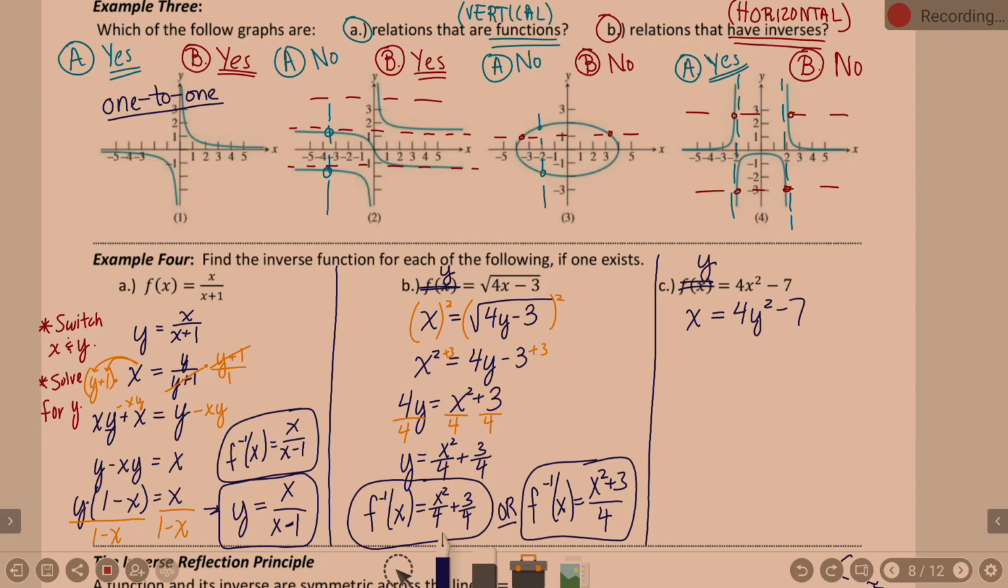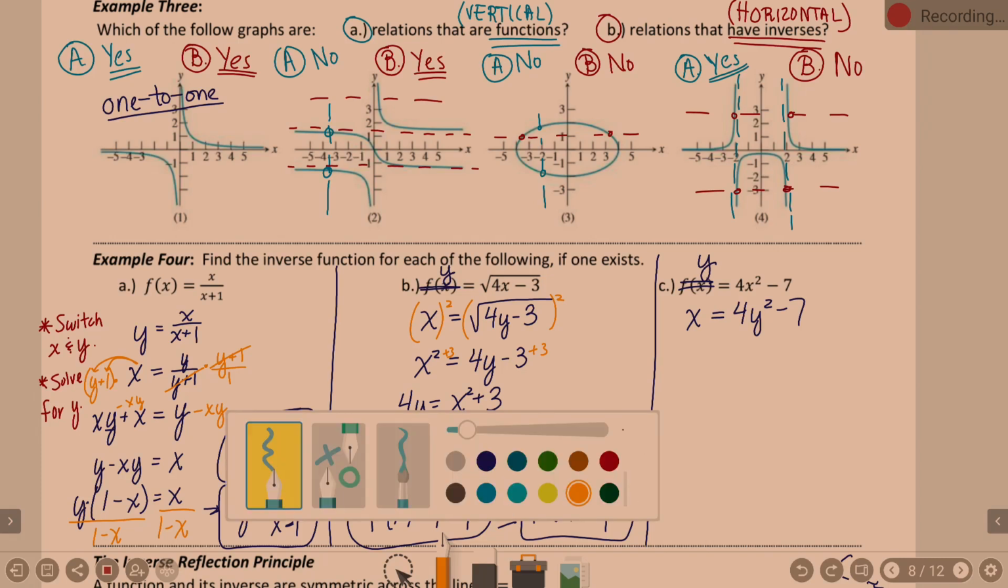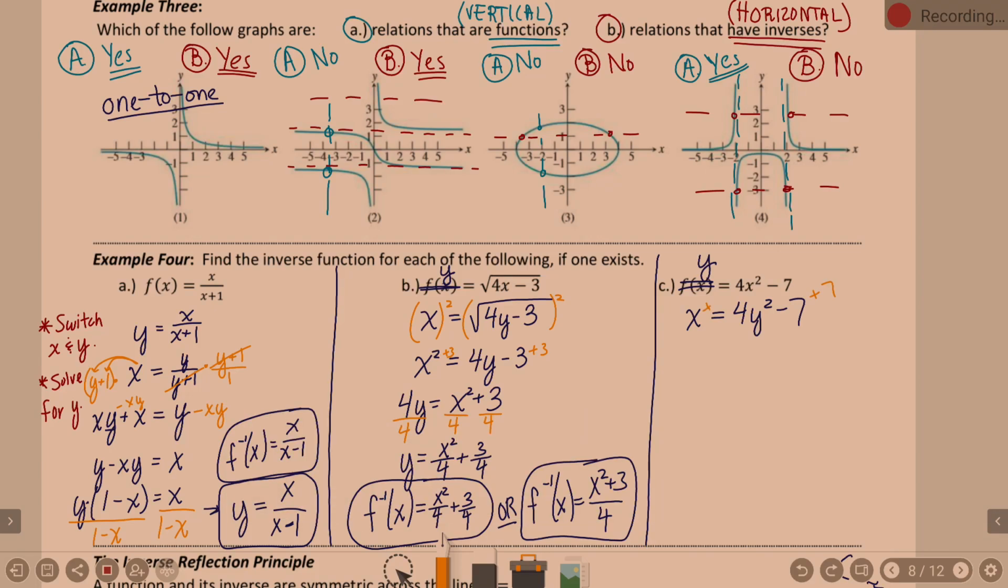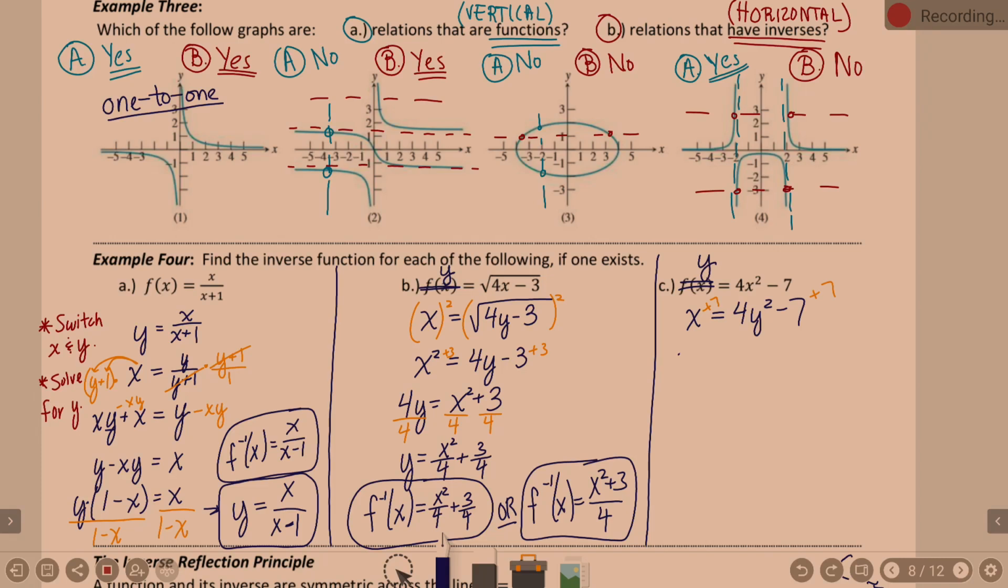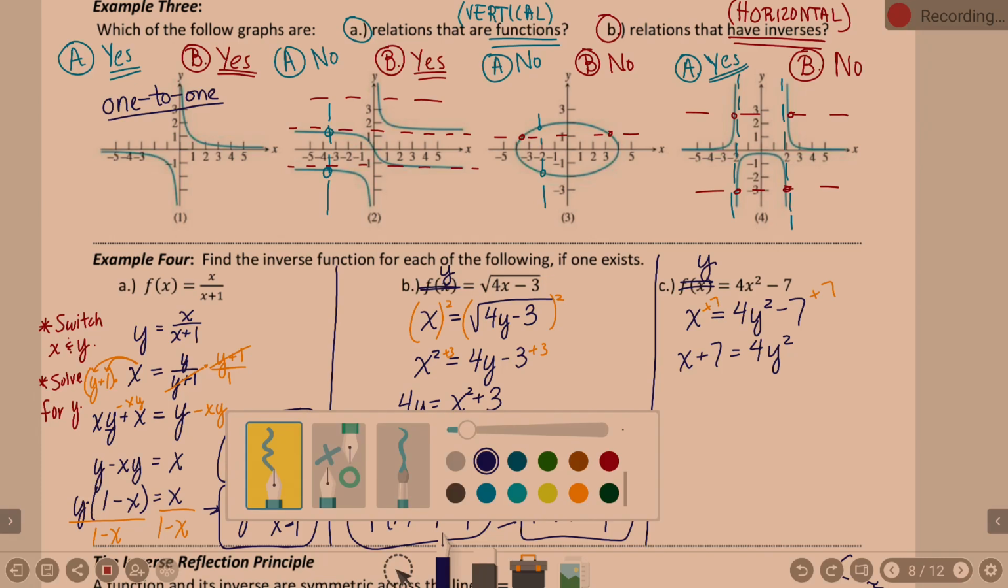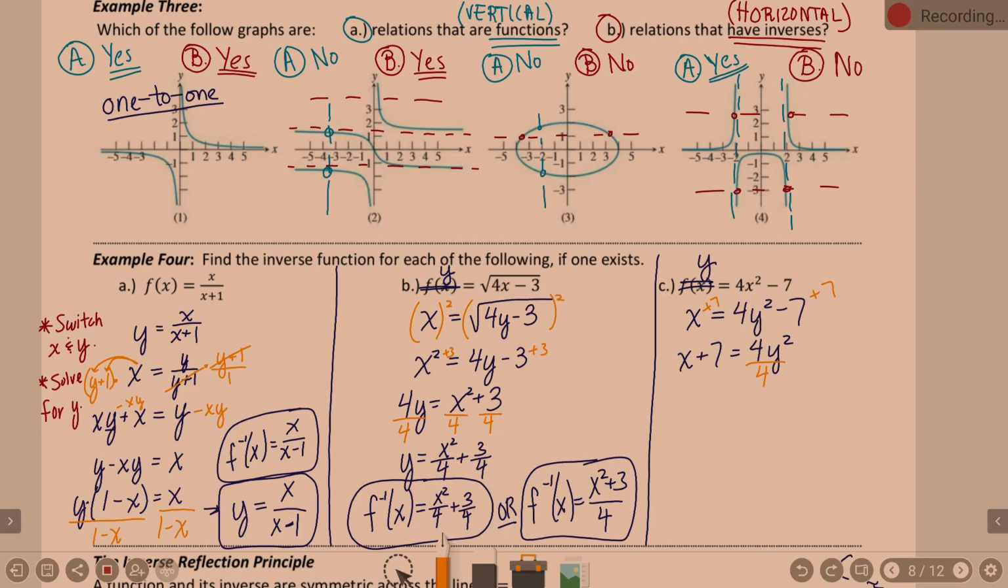How would you like to solve for y? Okay. If it's 4 times y squared minus 7, I would agree and add that 7 over. So then I have x plus 7 equals 4y squared. Okay. To get y squared by itself, divide by 4. Now, this one, I'm going to do it the other way. I'm going to leave it as one big fraction.